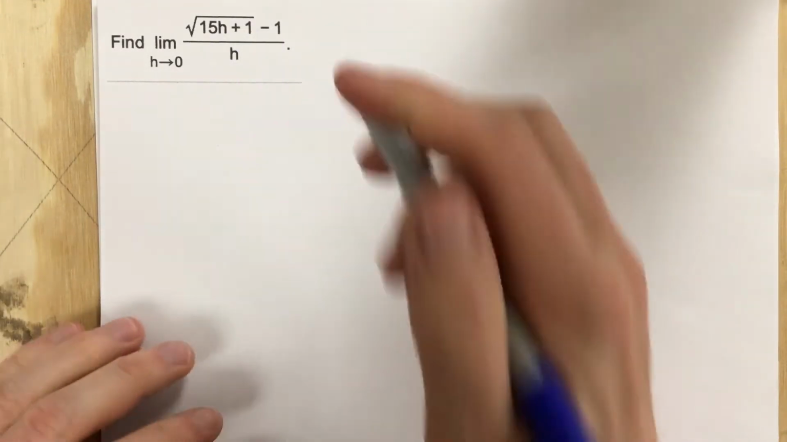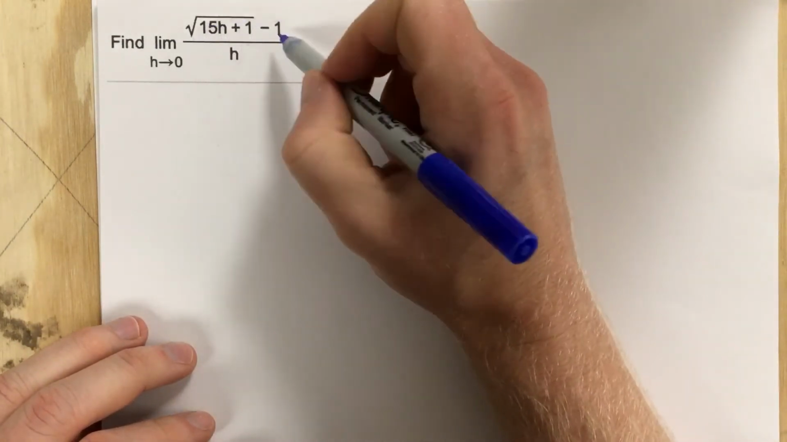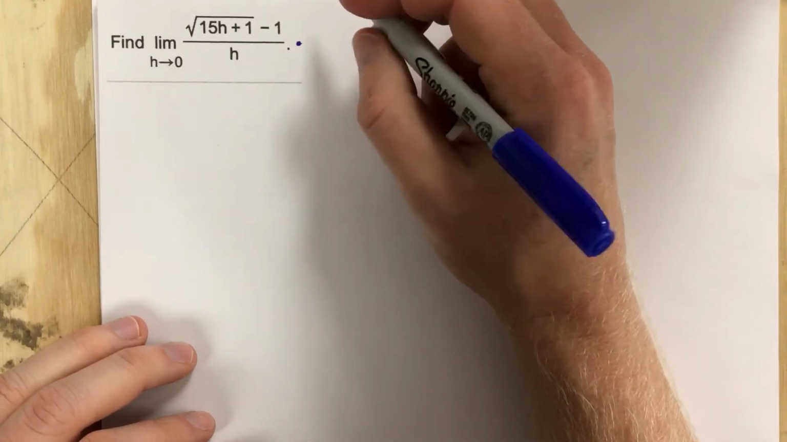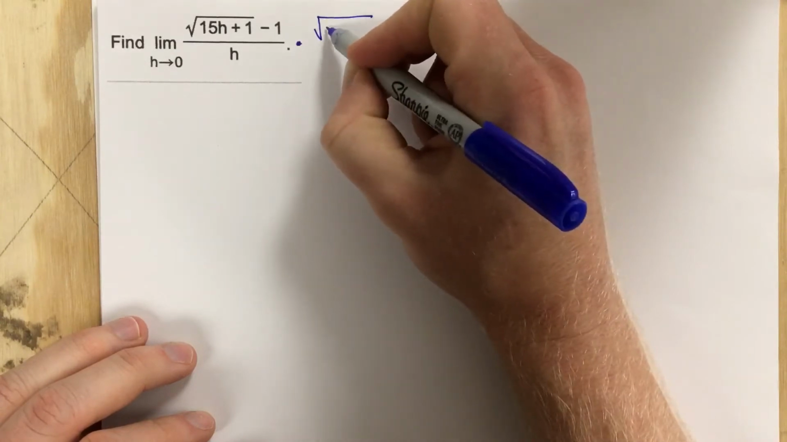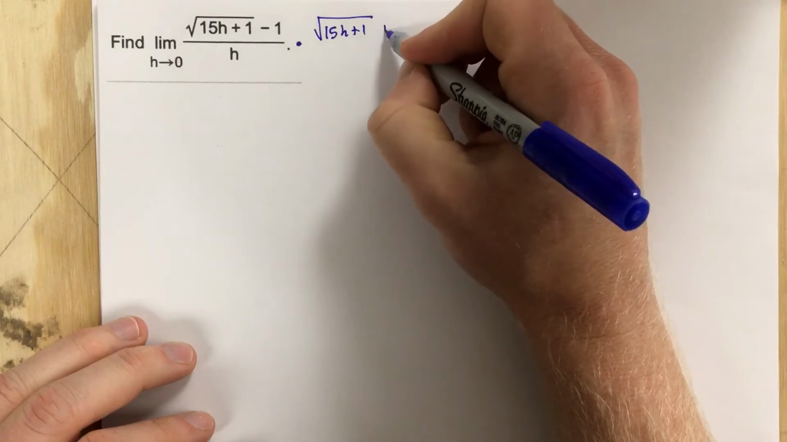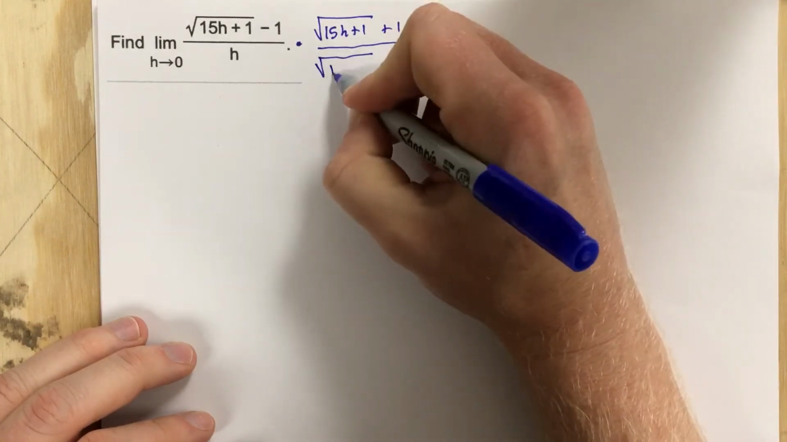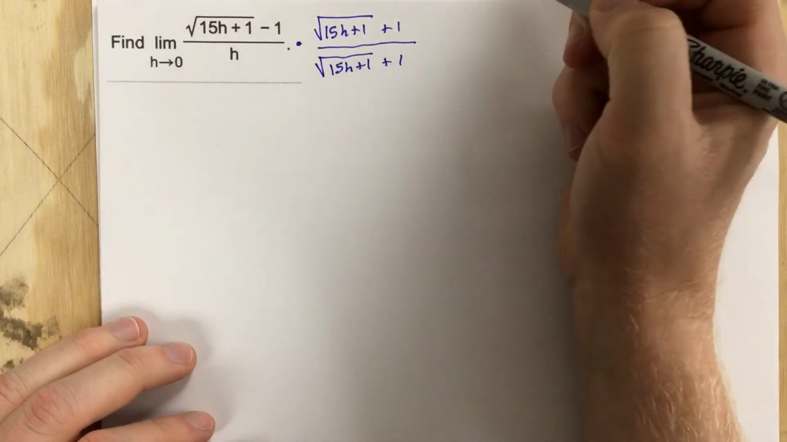What we want to do is multiply. Whenever I see a radical with another term being added or subtracted, I think, why don't we use the conjugate? So let's multiply by the conjugate. Root 15h plus 1 over root 15h plus 1 out here.